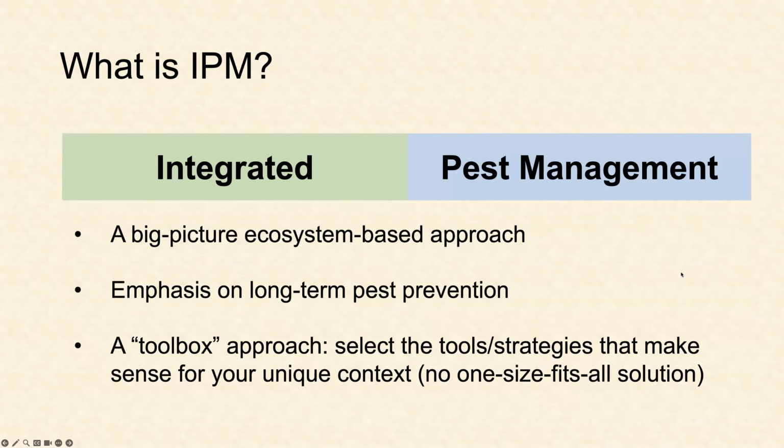And IPM is really this big picture, holistic ecosystems-based approach. So there's this emphasis on long-term pest prevention to start with, which I think is really powerful. And this IPM is really a toolbox approach where you have all of these different tools and strategies, and you're going to choose the ones that really make sense for your unique context. So there's no one size fits all solution here, but you do have a lot of options in your toolbox.